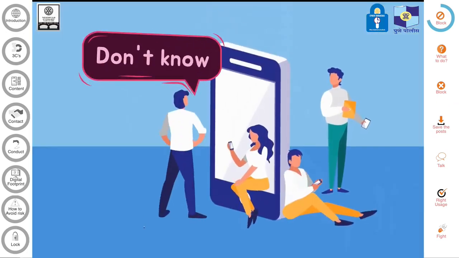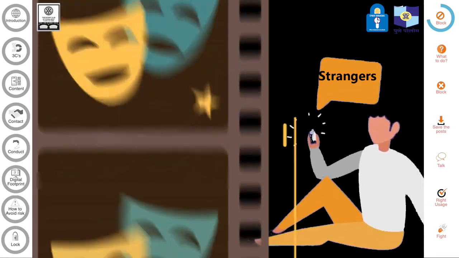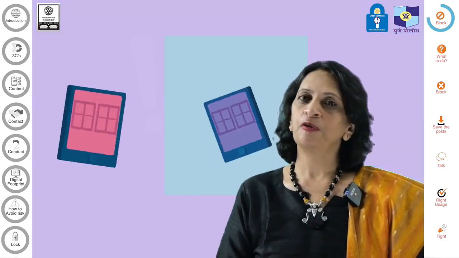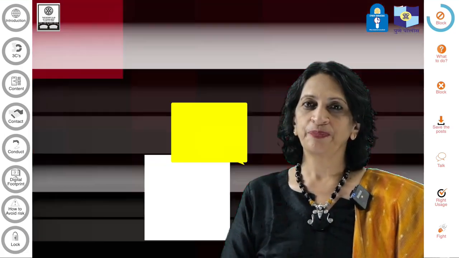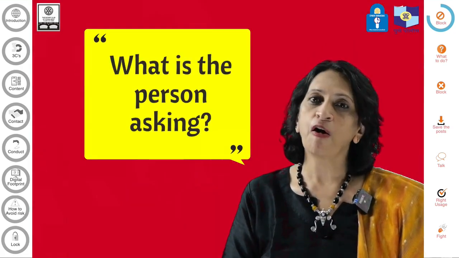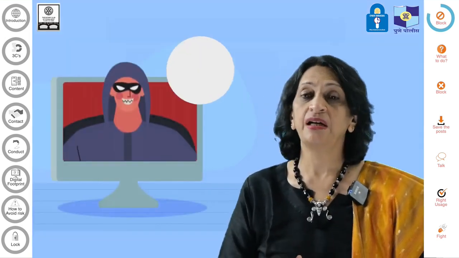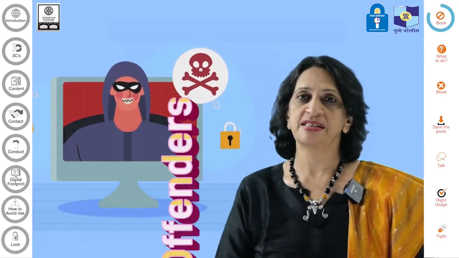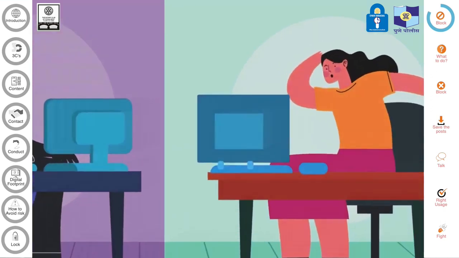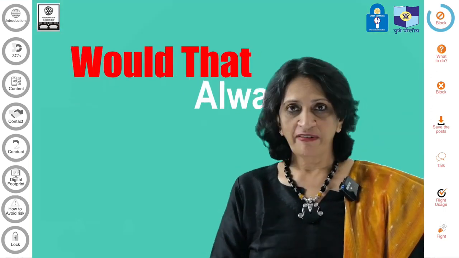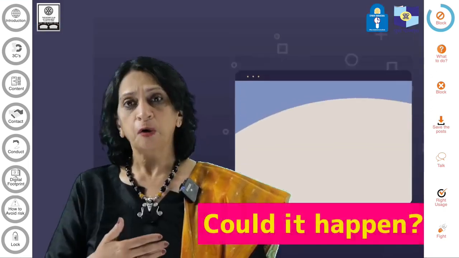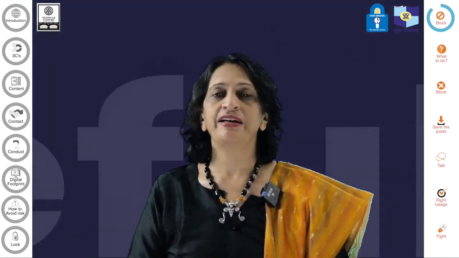If they are people you don't know in real life, if they're strangers that you made friends with, always be careful who it is that you're talking to. What is this person asking of you? What are they expecting of you? These could be potentially offenders. They could want to exploit you. Would that always happen? No. Could it happen? Yes. And that is why we have to be very careful.